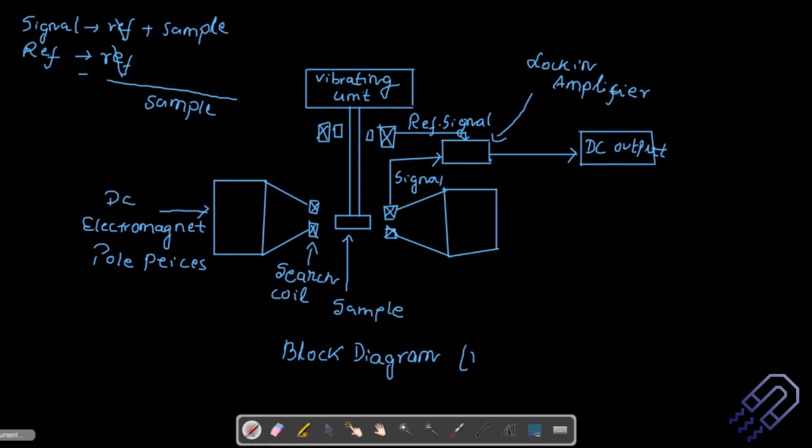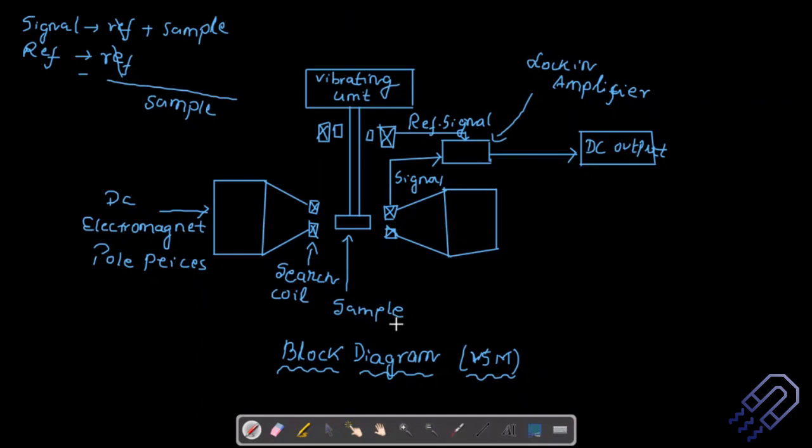When we talk about VSM, if you compare the techniques for magnetic characterization of a sample, VSM is one of the cheaper techniques. The next technique that we are going to look into is called SQUID, and SQUID is a costlier technique, much more complicated than this. So this is your VSM.